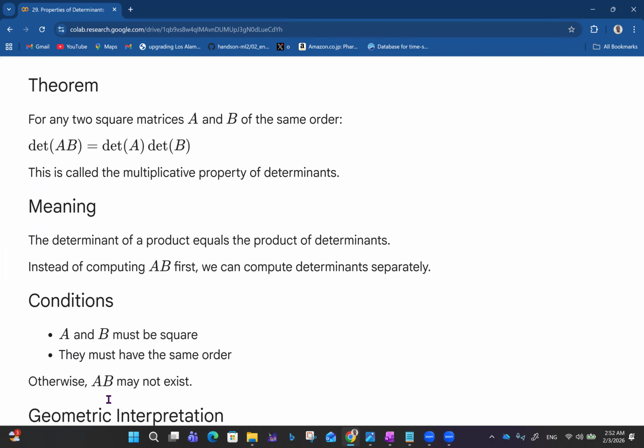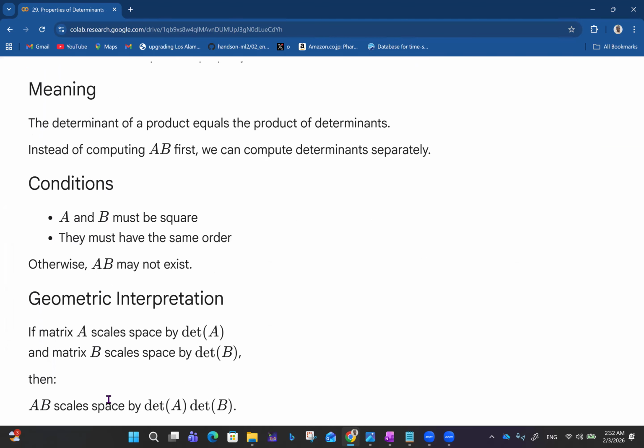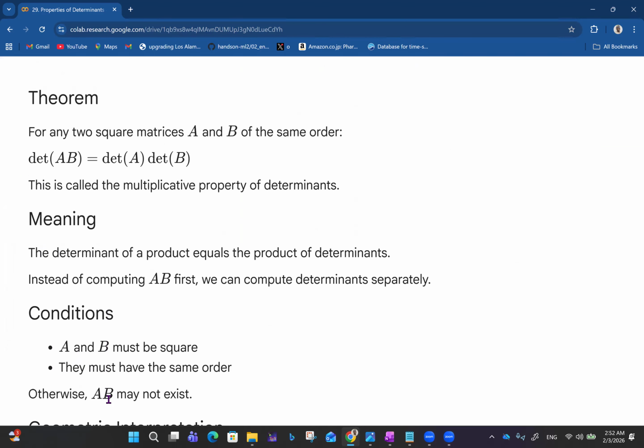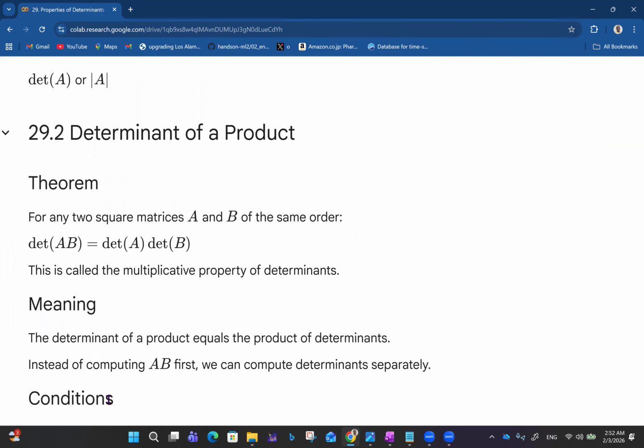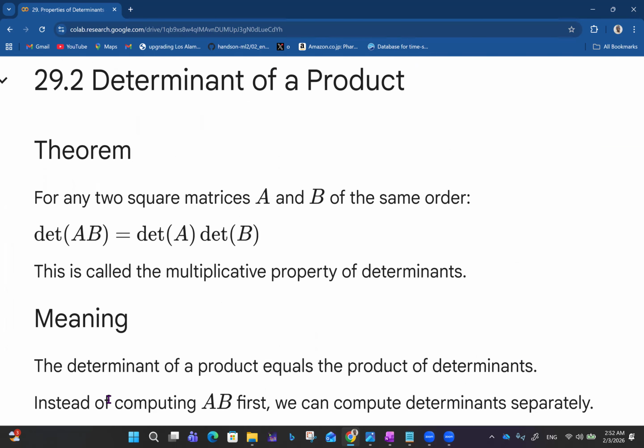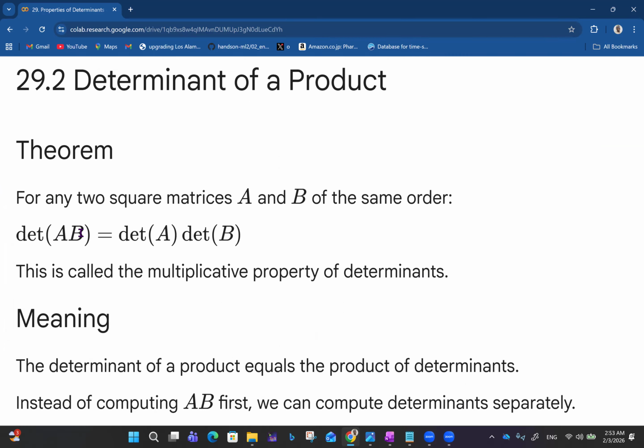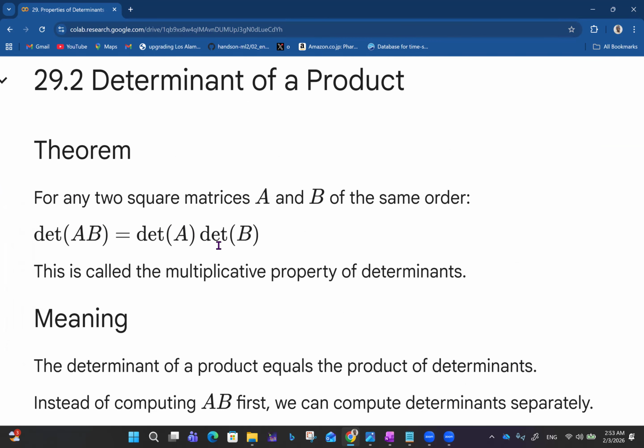What happens when you multiply two matrices and you want to look for the determinant? Let's see. The theorem is this: for any two square matrices A and B of the same order, the determinant of A multiplied by B is equal to the determinant of A multiplied by the determinant of B. This is called the multiplicative property of determinants.